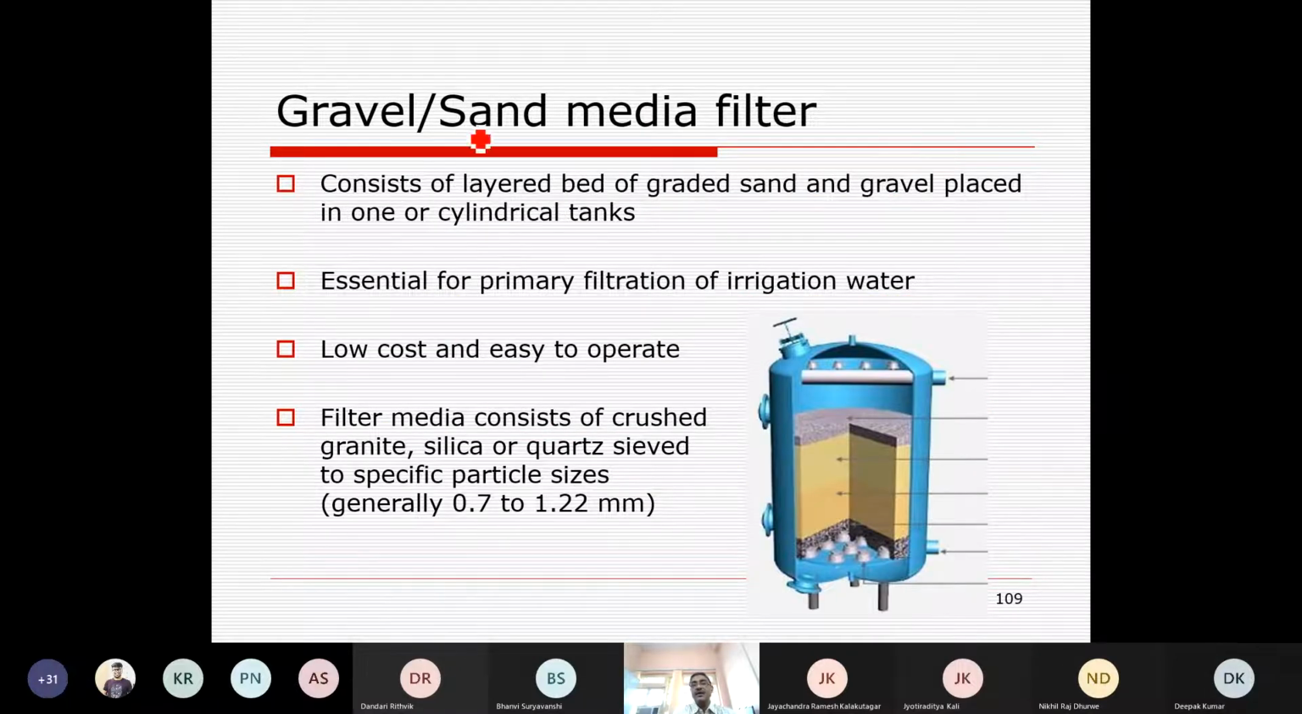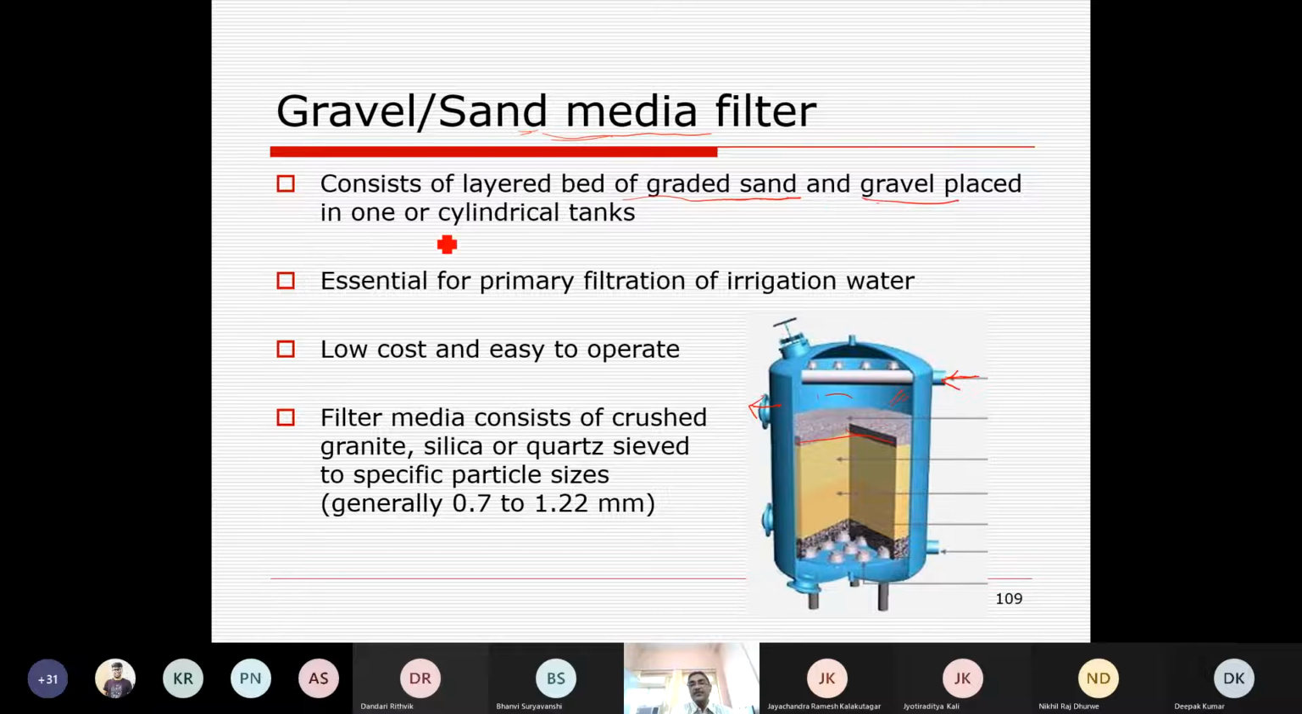Then second, for particles which have not settled, we need a particular filtering media. Basically, a gravel and sand media filter is used. The inflow comes from this side, suppose, and there is a layer of sand and gravel. Water goes below and is filtered, and it comes from the outer jacket of the tank, which is filtering the water, and then it is supplied to another filter, and after some time to the drip system.